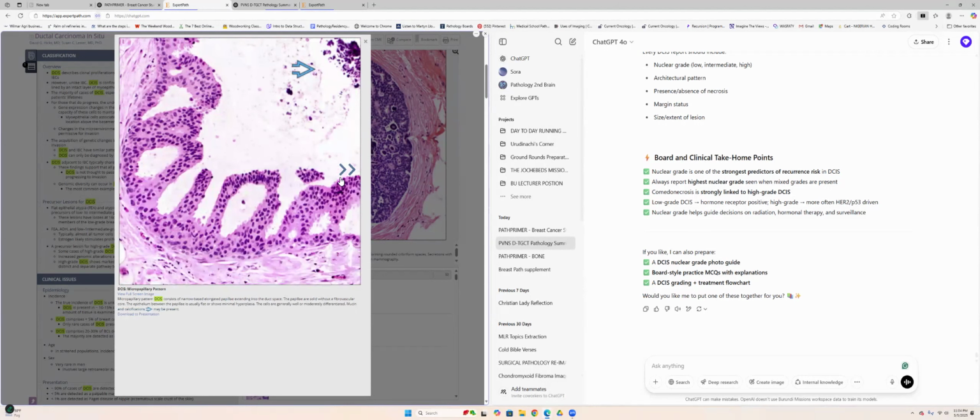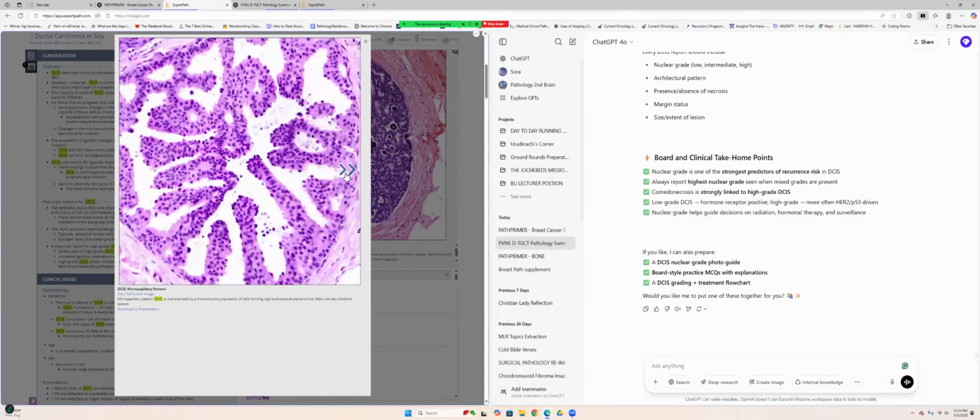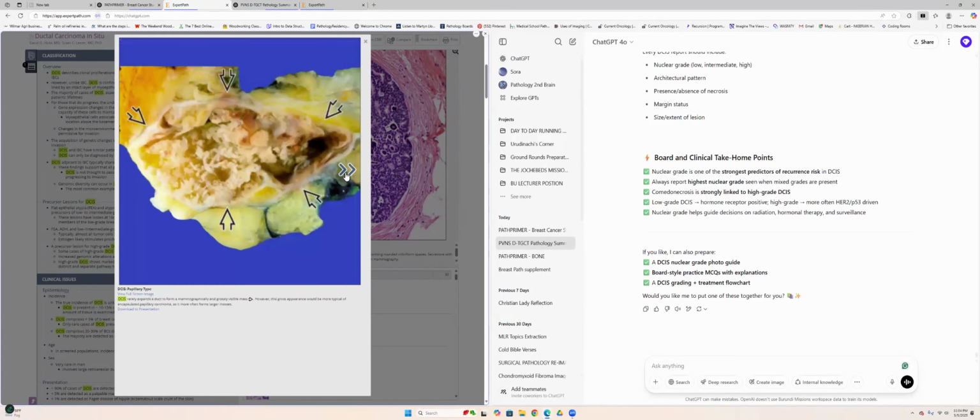Micropapillary pattern consists of narrow base elongated papillae extending into duct spaces. Papillae are solid without fibrovascular core. DCIS morphologic heterogeneity. Micropapillary pattern. Papillary type.